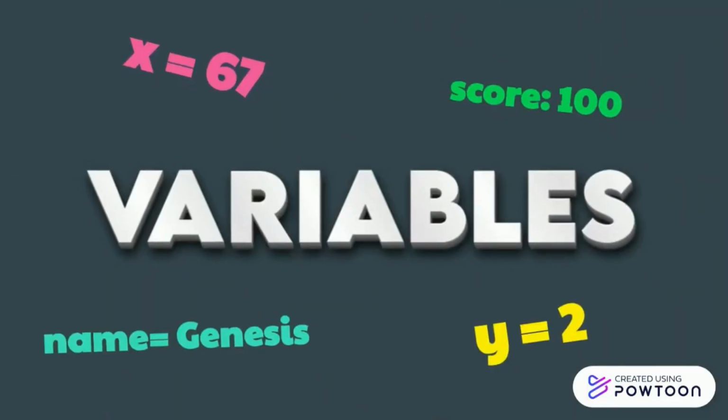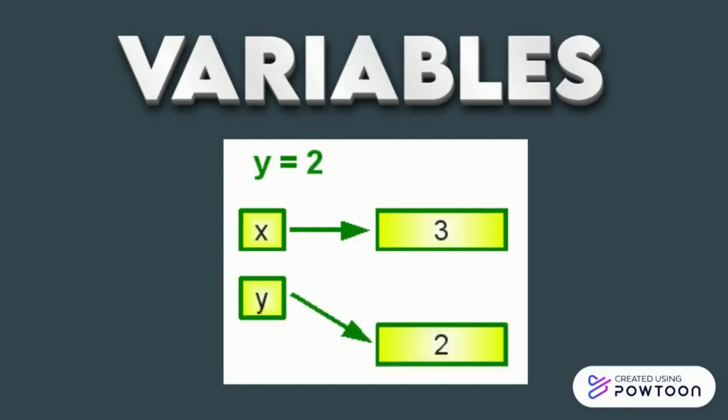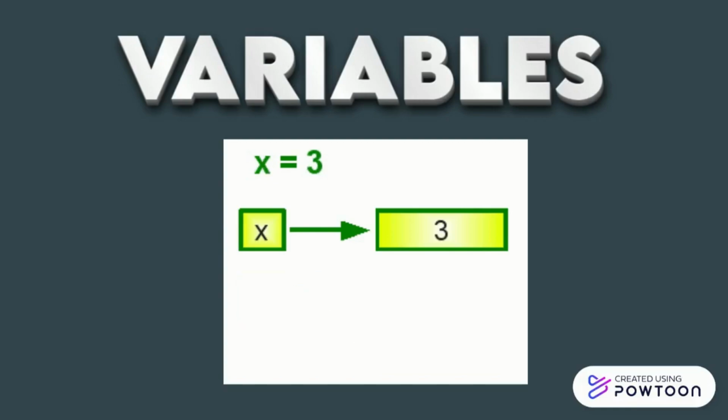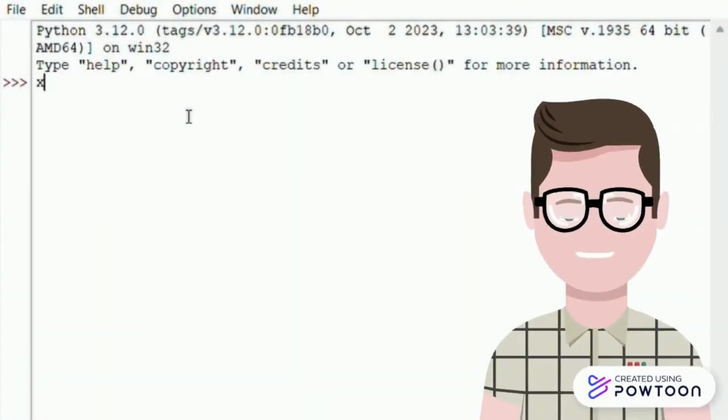Variables. Variables are containers for storing data values. Python does not have a command for declaring a variable. It is first created when you assign a value to it. Here is the sample while we are applying it in our IDLE shell.